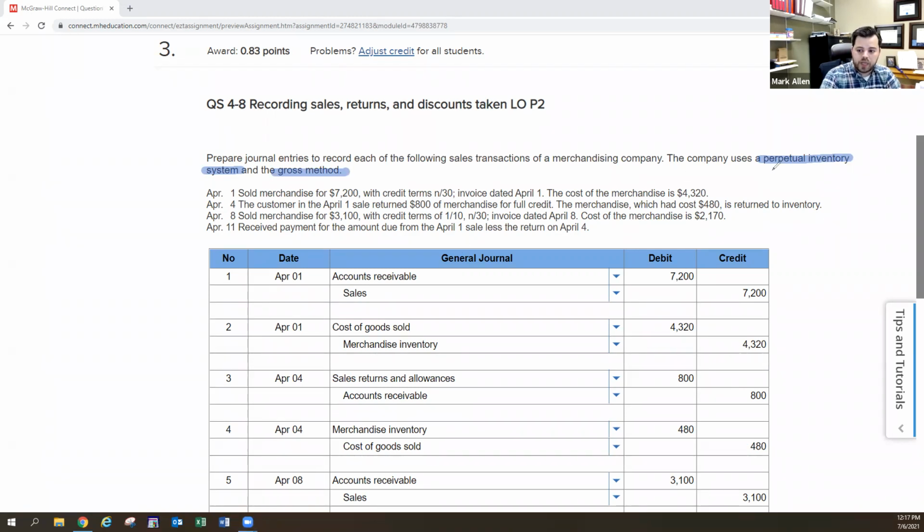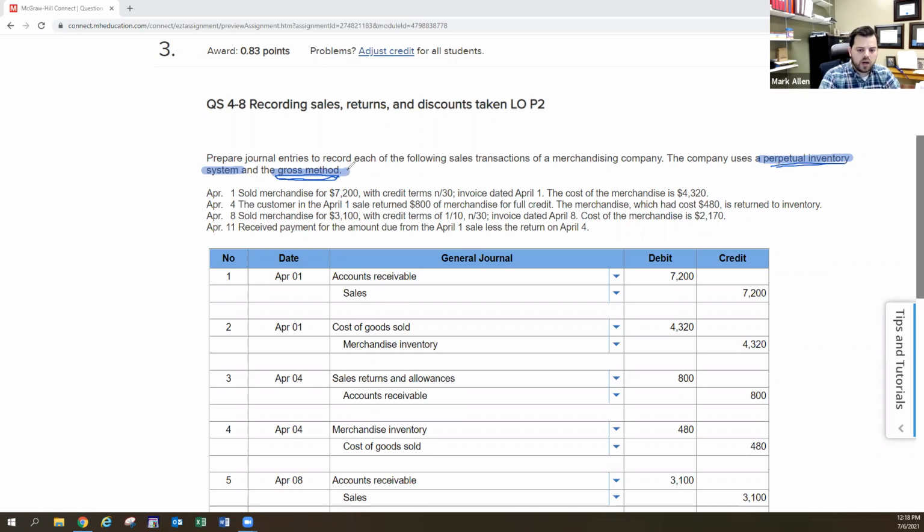The perpetual piece tells me that anytime there is a change in inventory, a journal entry happens on that day. The gross piece is not quite as important in this class because we typically only cover the gross method in Accounting 2301, or in this first accounting course on financial.